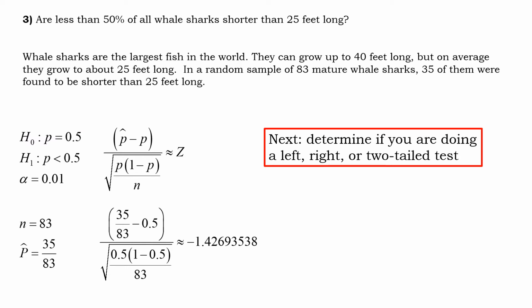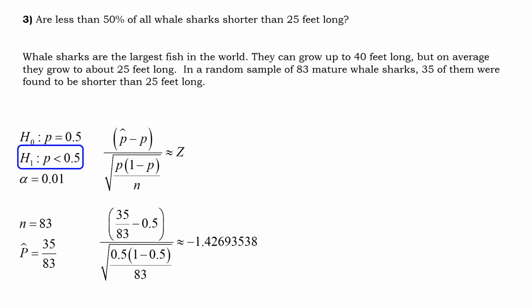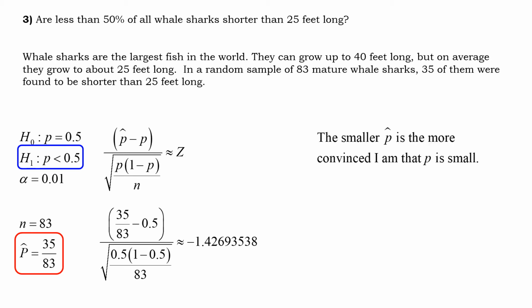And so once we've figured out our z-score, we have to decide if it's a left, right, or two-tailed test so we can find our p-value. So again, what am I trying to be convinced of? That P, the population proportion, is small, less than 0.5. So we look at the sample proportion. The smaller that sample proportion is, like 34 out of 83, 25 out of 83, 1 out of 83, those would be more convincing that P is small than the current P hat of 35/83. So the smaller P hat is, the more convinced I am that the actual population proportion is small.